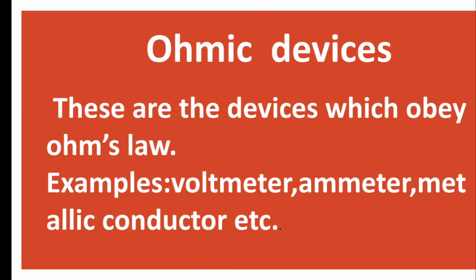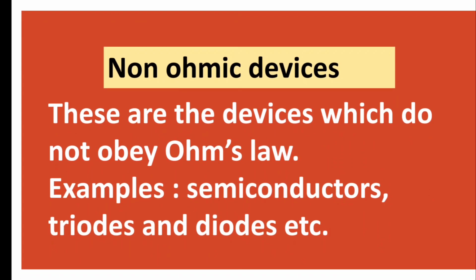Here, ohmic devices. What do we mean by ohmic devices? These are the devices which obey Ohm's law. Examples for ohmic devices are voltmeter, ammeter, and metallic conductor, etc. Non-ohmic devices are the devices which do not obey Ohm's law. Examples: semiconductors, triodes, and diodes, etc.